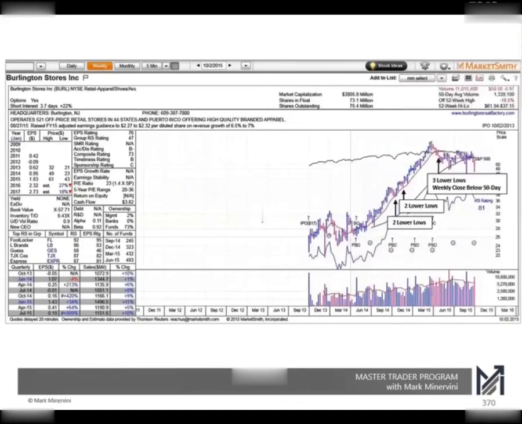And remember when we were talking about how institutions will come in and add to their positions after a couple of days down, a couple of weeks down? Explain why this phenomenon happens. And this is just looking at Burlington.